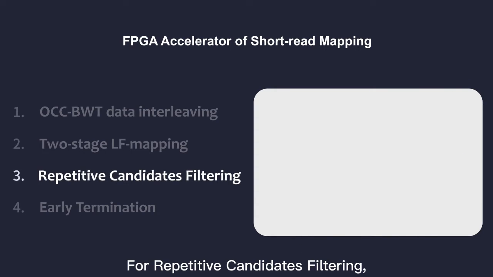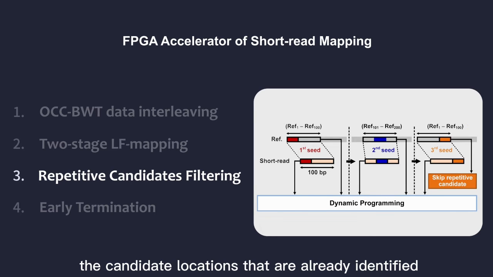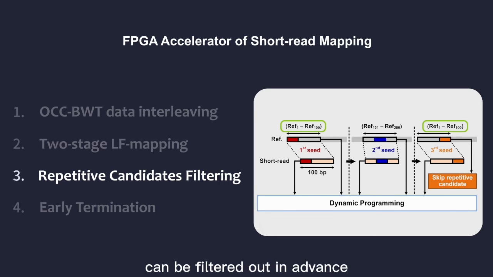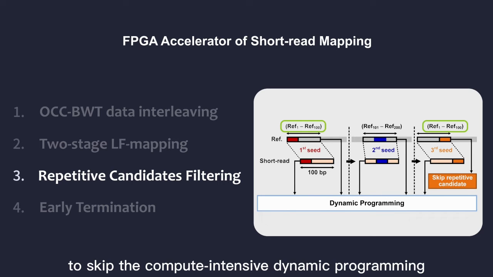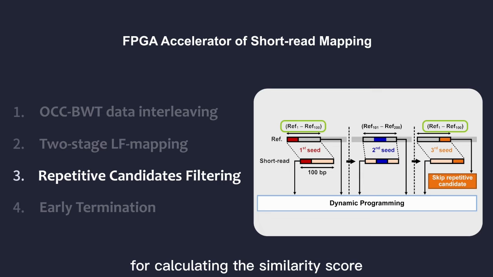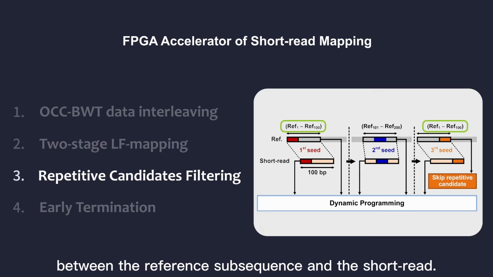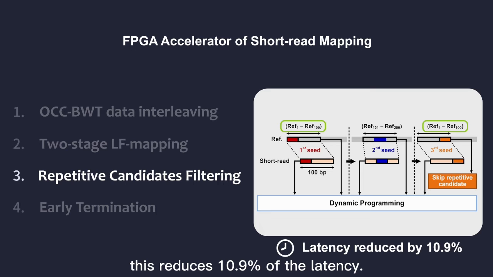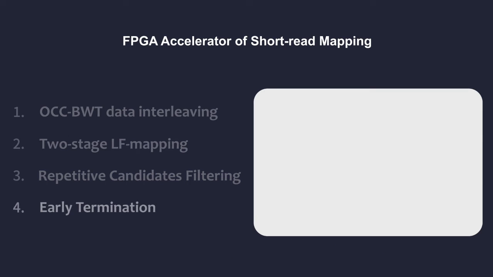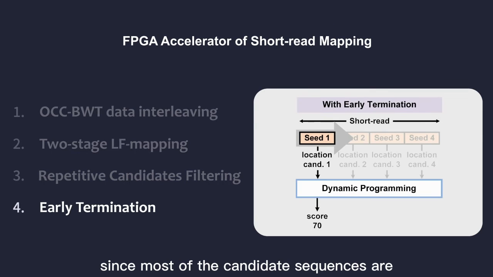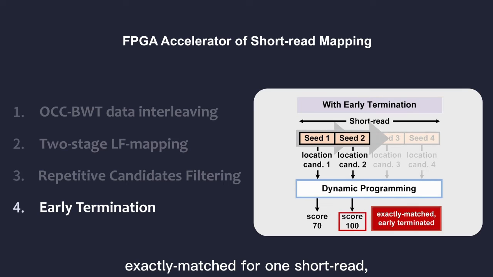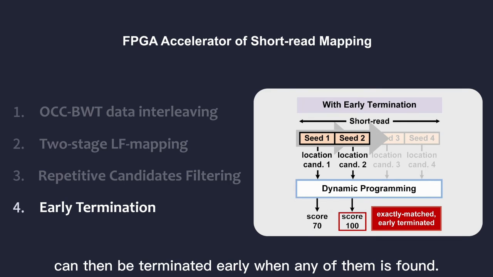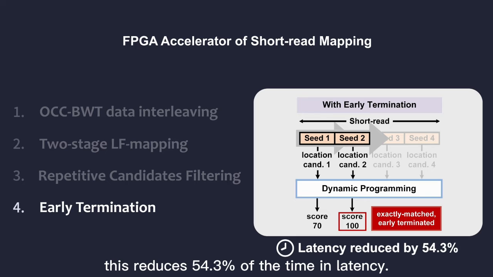For repetitive candidates filtering, the candidate locations that are already identified can be filtered out in advance to skip the compute-intensive dynamic programming for calculating the similarity score between the reference subsequence and the short read. This reduces 10.9% of the latency. For early termination, since most of the candidate sequences are exactly matched for one short read, the procedure can then be terminated early when any of them is found. This reduces 54.3% of the time and latency.